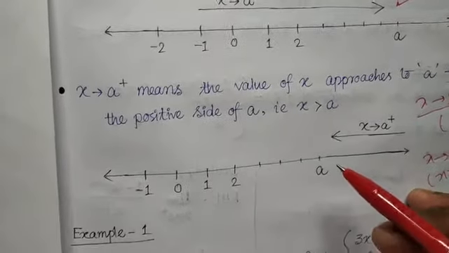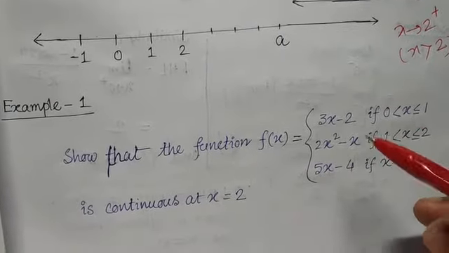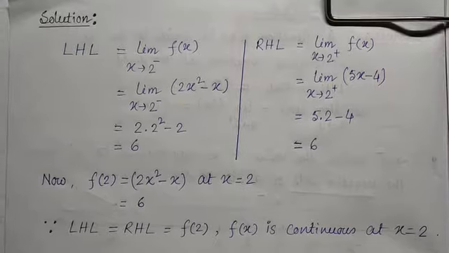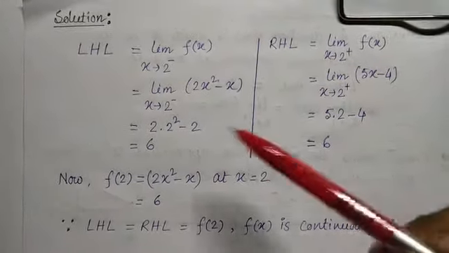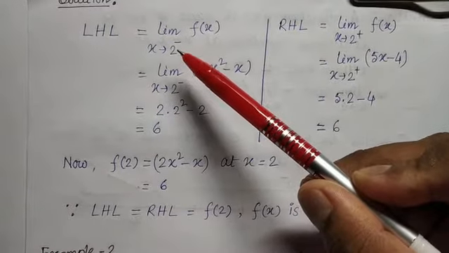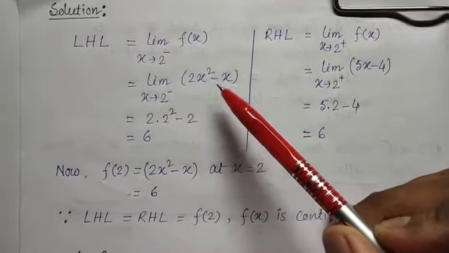This is the graph. Now see question 1. Show that the function f(x), where f(x) is given, is continuous at x equal to 2. That is the question. So first you have to find LHL. LHL means the limit as x tends to 2 minus of f(x). x tends to 2 minus means x less than 2. For x less than 2 the function was given, so that is 2x square minus x.